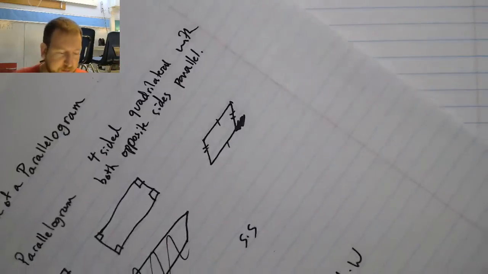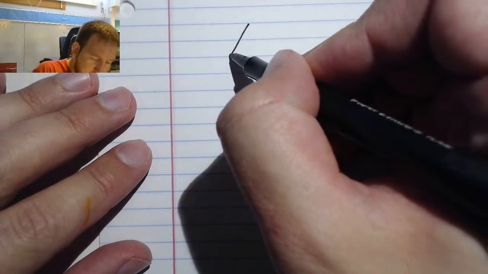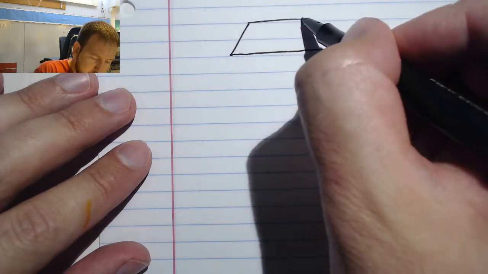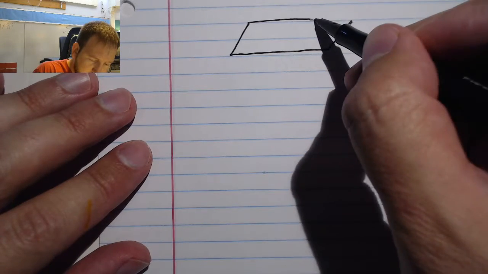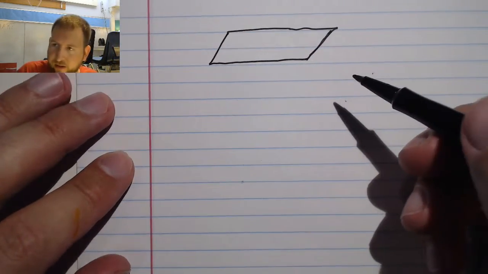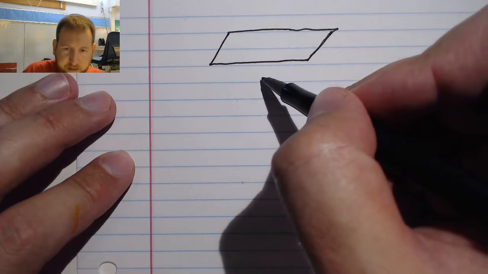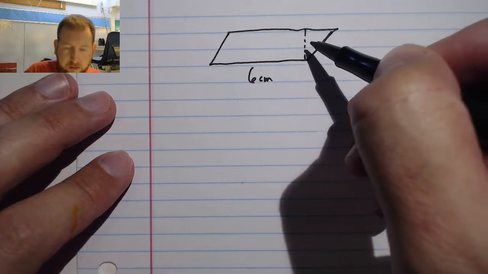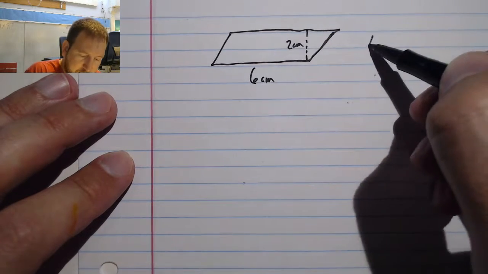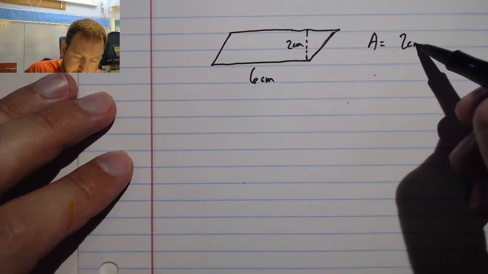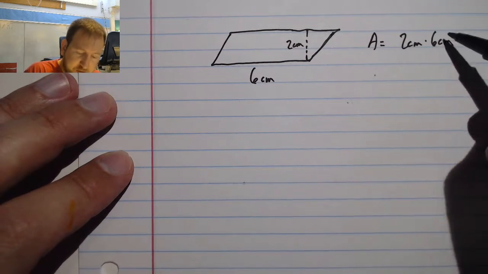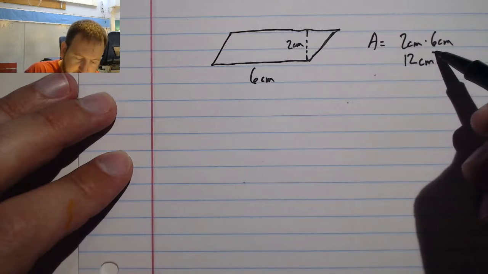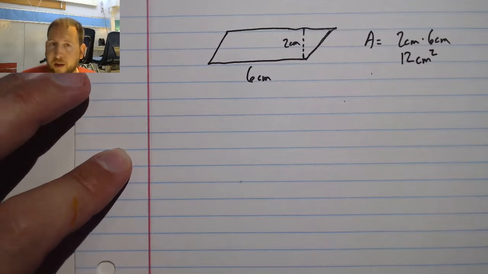Let's take a look at a quick example, and most of the ones in this section are going to be very easy because of this. So for example, this is my parallelogram. Gosh, I'm bad at it. And my base is 6 centimeters, and my height is 2 centimeters. My area is simply 2 centimeters times 6 centimeters, which, if you recall, is 12 centimeters squared, because I need to remember to multiply my centimeters as well.